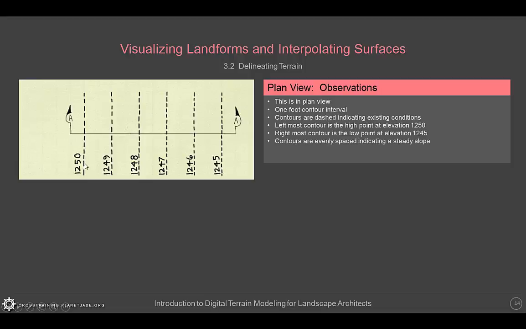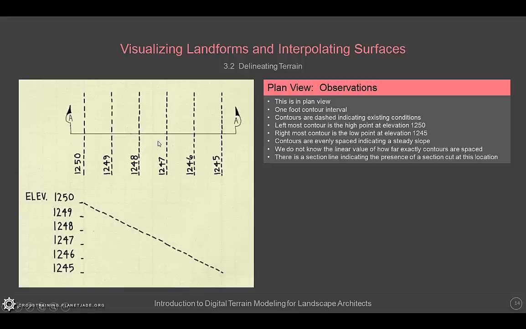We also notice that our contours are evenly spaced out, so we don't have an area where there's a super steep slope and then it gets flat. It's a pretty consistent slope here. We don't know the linear length, so we don't know how long it is from 1250 to 1245. The only thing we know is that things are evenly spaced out so far. Since we have a little section line here, we're probably going to take a section, and we are. We're just looking at where this line cuts across these contours and what that might look like in section view. Over here we have 1250.